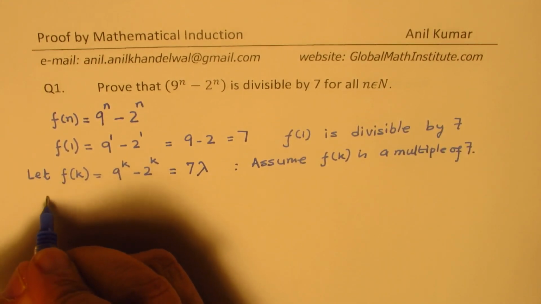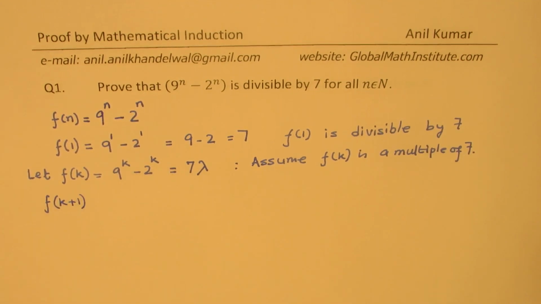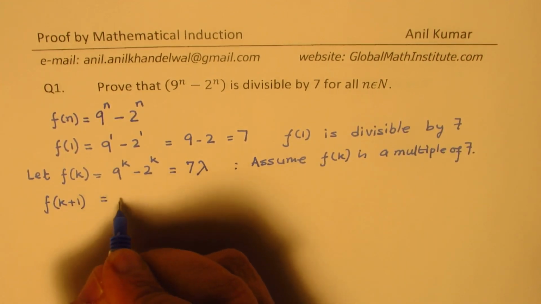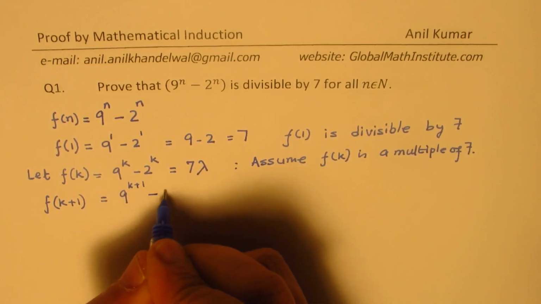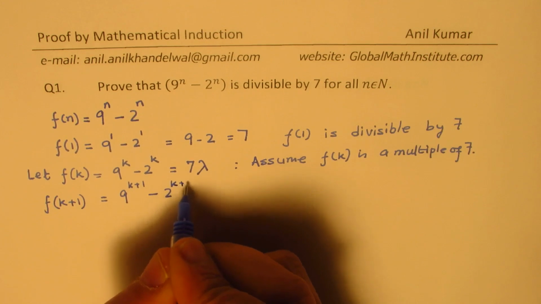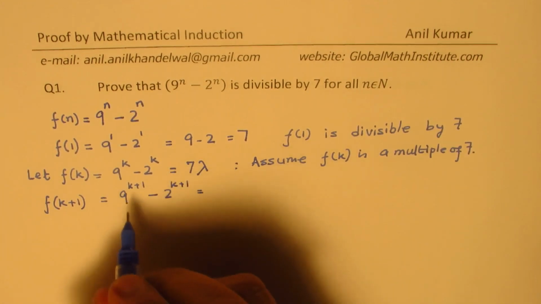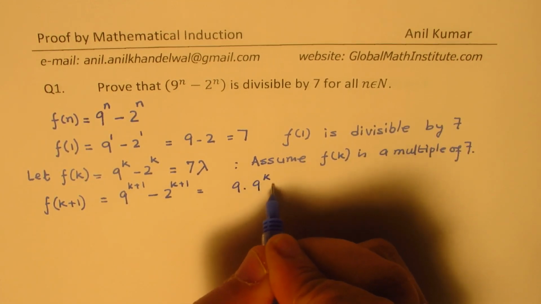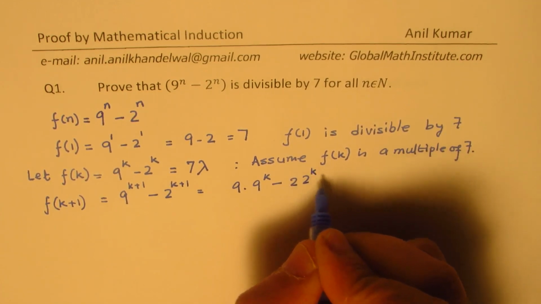What we need to really prove now is that f of k plus 1 should be divisible by 7, right? So we'll figure out what is f of k plus 1. So f of k plus 1 will be 9 to the power of k plus 1 minus 2 to the power of k plus 1. Now, that could be written as 9 times 9 to the power of k minus 2 times 2 to the power of k.